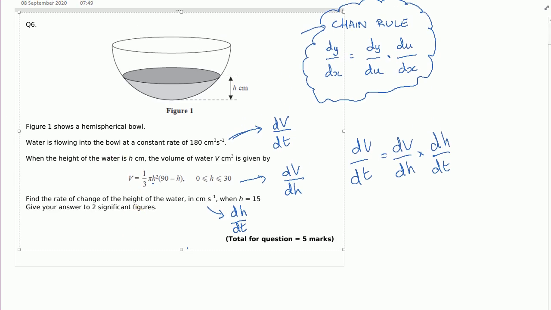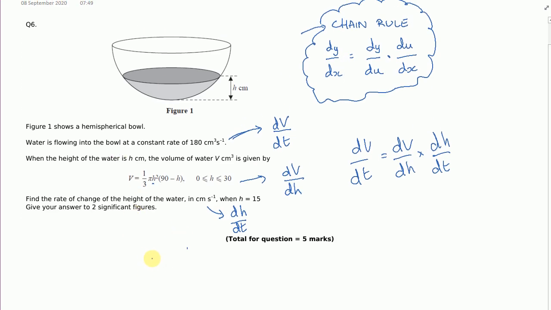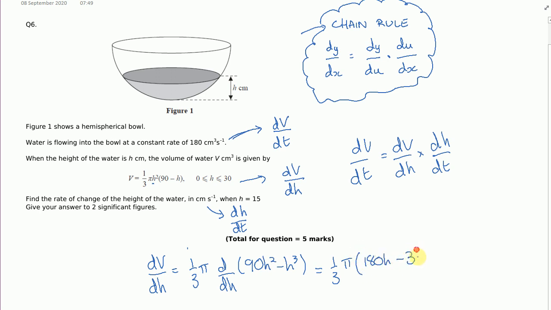I'm going to take the 1/3 outside of the differential. So it's 1/3 of pi times d/dh of 90h squared minus h cubed. You can factor out the constants. So when we do the differential, we get 1/3 of pi times (180h minus 3h squared).